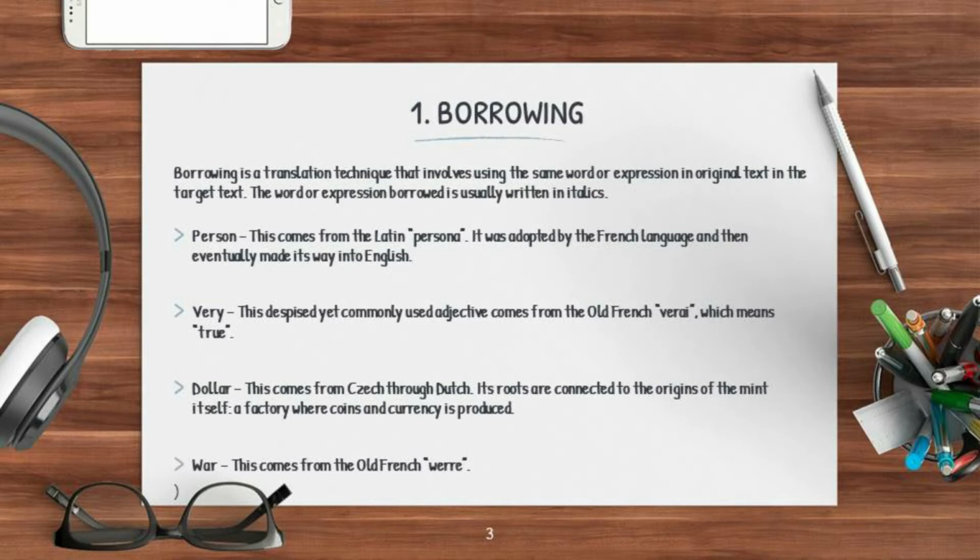Dollar. Dollar comes from the Czech root; the roots are connected to the origins of the mint itself, a factory where currency is produced. War. War comes from the Old French werre.